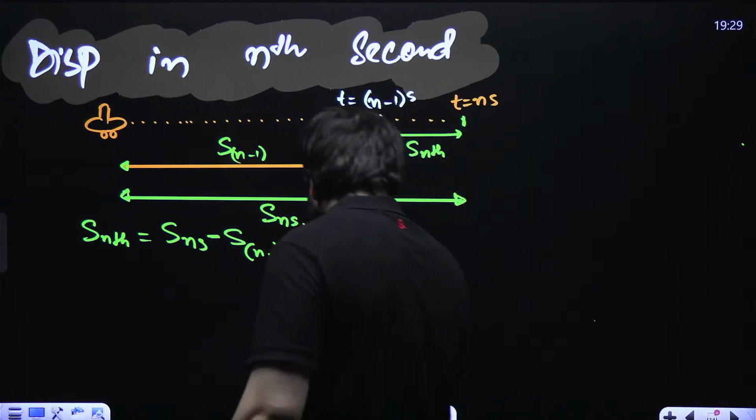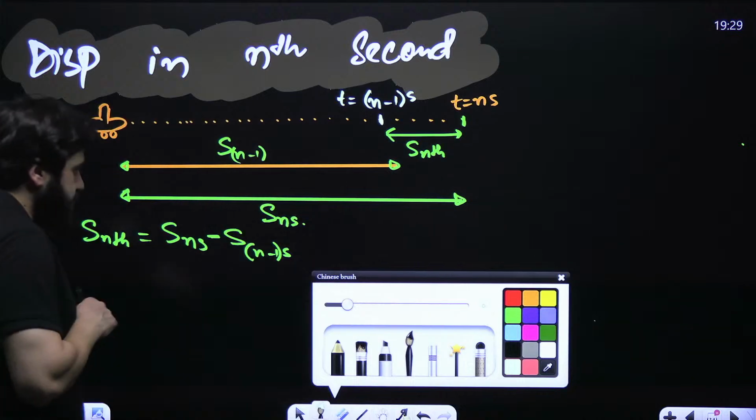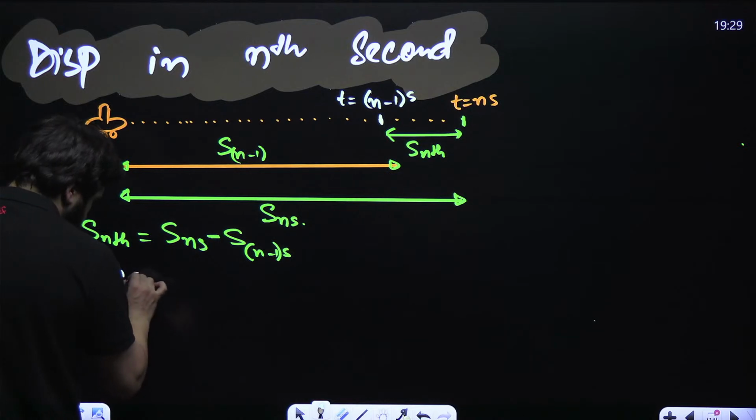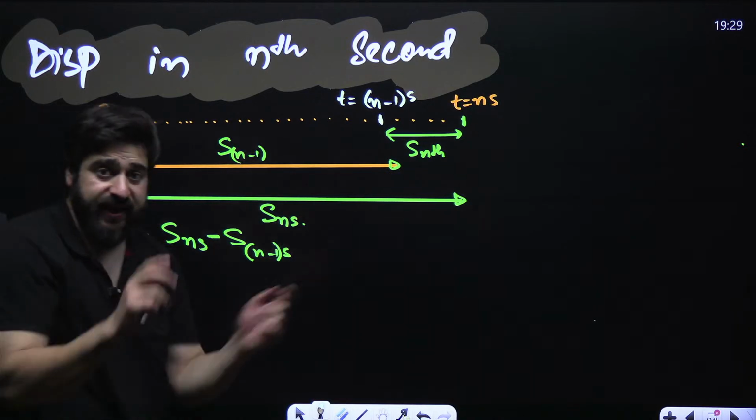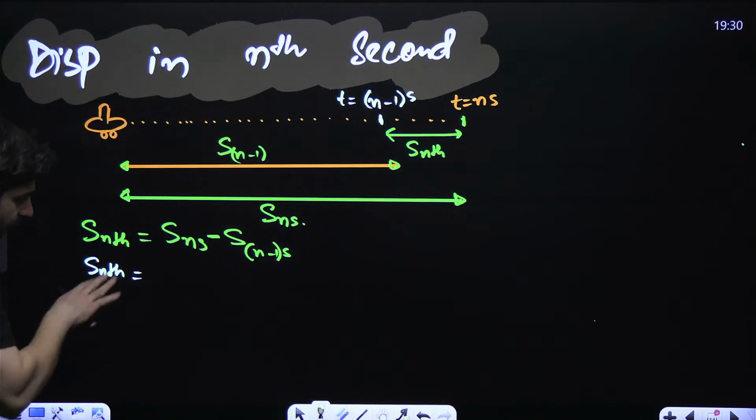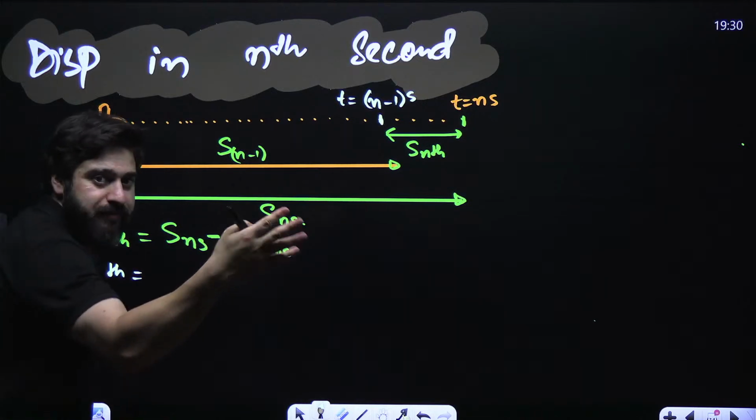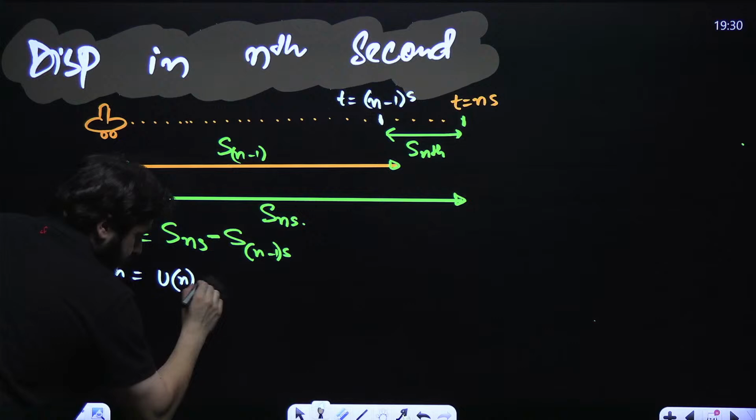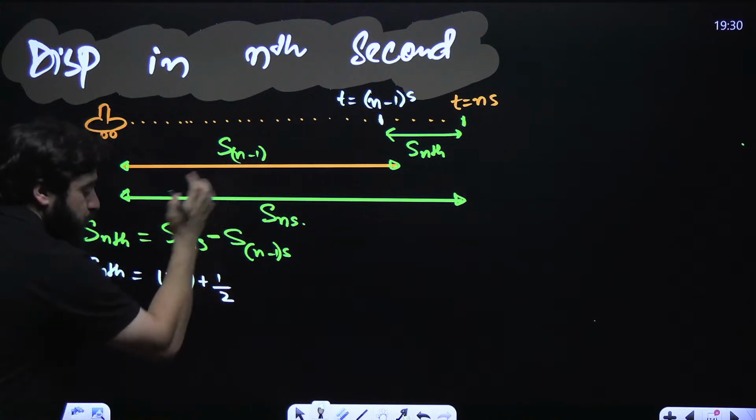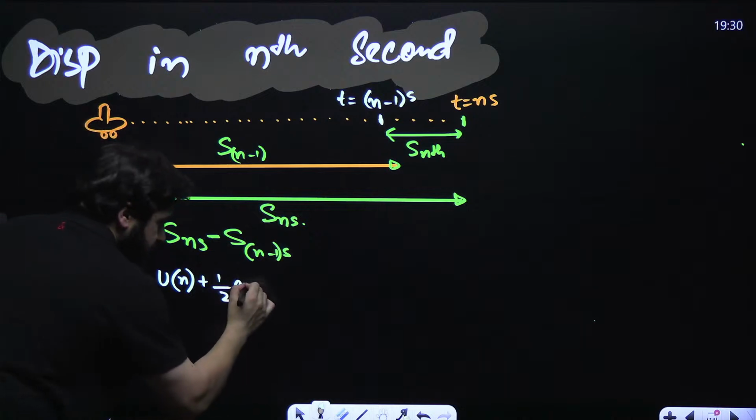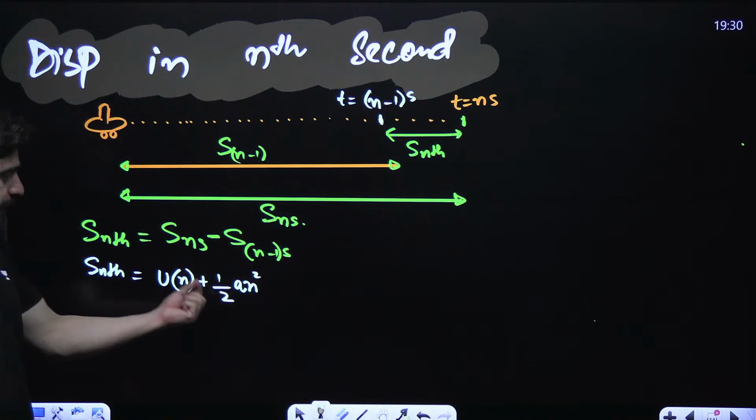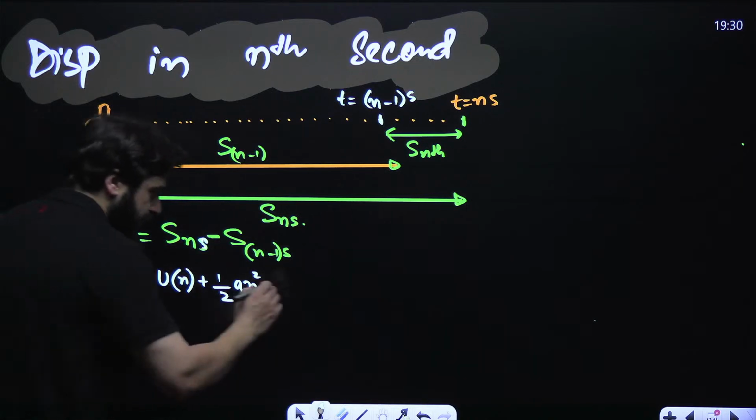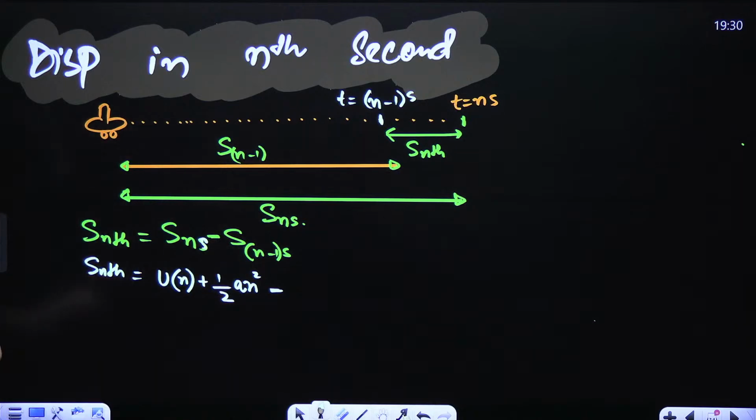Now guys, further we can write it something like this. S nth is equal to the displacement in n seconds. How can we write it? Use ut plus 1 by 2 at square. Instead of t, I'll write n. Let's suppose acceleration is a. T square is n square. So un plus 1 by 2 an square is the displacement in n seconds. Then we say minus the displacement in n minus 1 seconds.